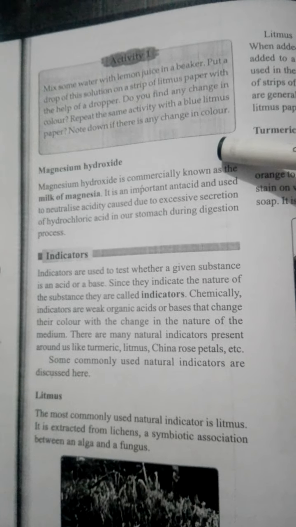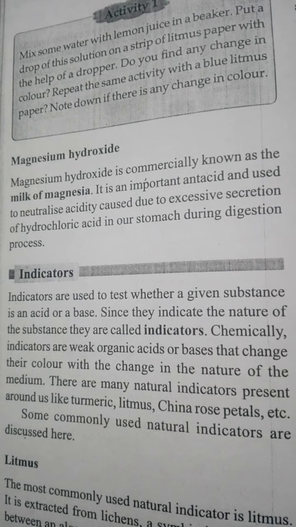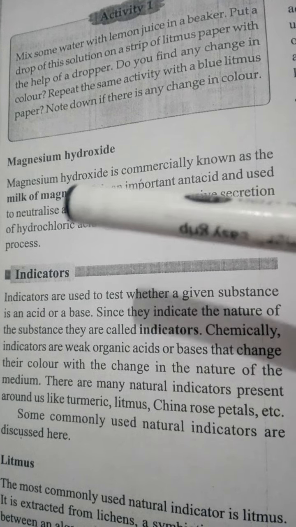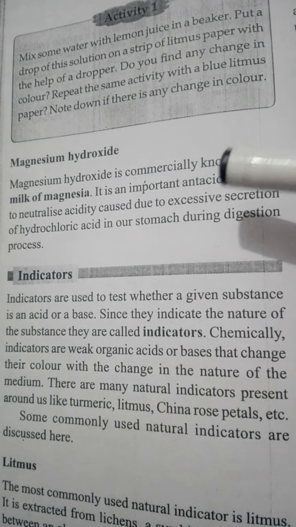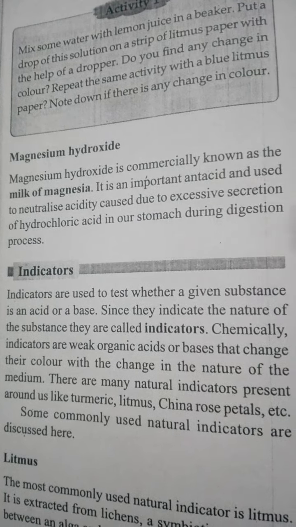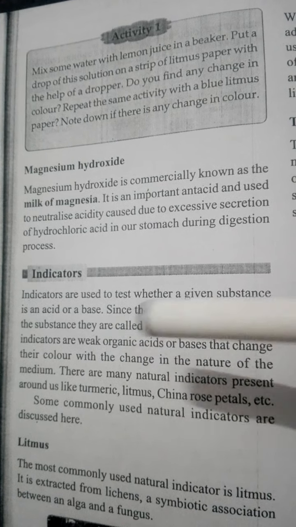Then on the next page there is magnesium hydroxide. Magnesium hydroxide is commercially known as milk of magnesia. It is an important antacid and is used to neutralize acidity caused by excessive secretion of hydrochloric acid in our stomach during the digestion process. You have to do reading from page number 44, from this bases topic up to here on page number 47. Clear? Up to here, do the reading properly and learn the filling the blanks that we have done.